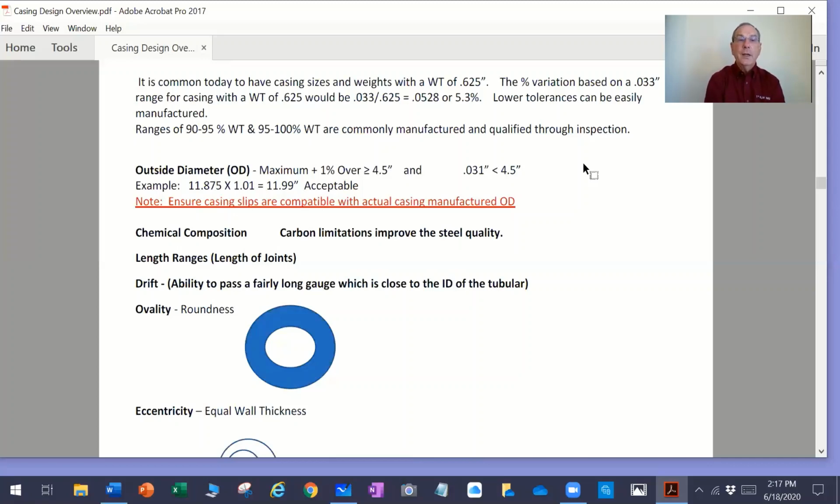Now drift, that's a property, the ability to pass a fairly long gauge, which is close to the ID of the tubular. So you have to make sure that the pipe is made and drifted such that you could run fairly large tools through that casing ID. So that's a standard practice for the manufacturer of casing.